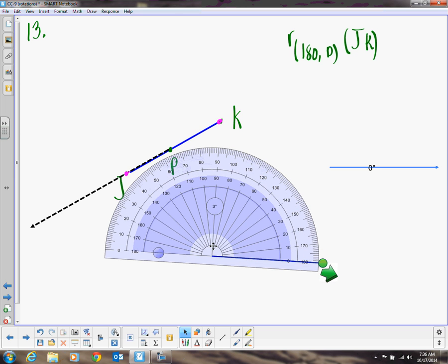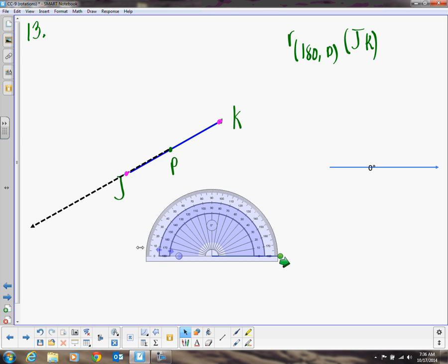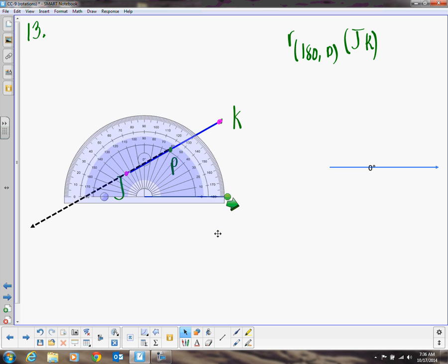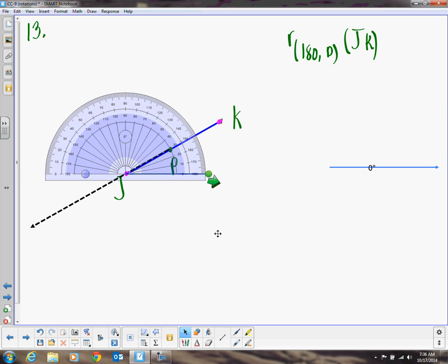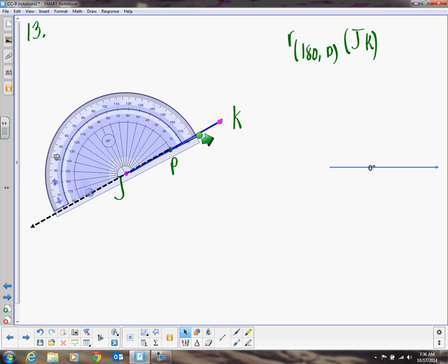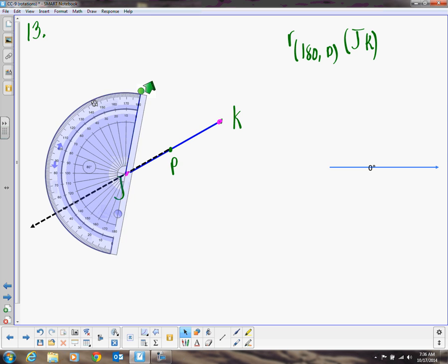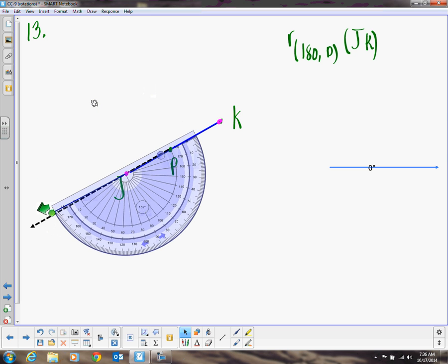Alright, I had made it smaller. There we go. So the question is, if I put my protractor here and measure from here, is that clockwise or counterclockwise? Clockwise is negative. We want to go a positive 180, which means I need to put my protractor here.